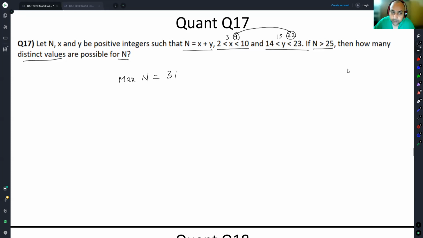This 9 and this 22. Given that it has to be greater than 25, and I can change values in steps of 1 here and also here, every value from 26 to 31 should be useful. So there are 6 possible distinct values for n. Yes.